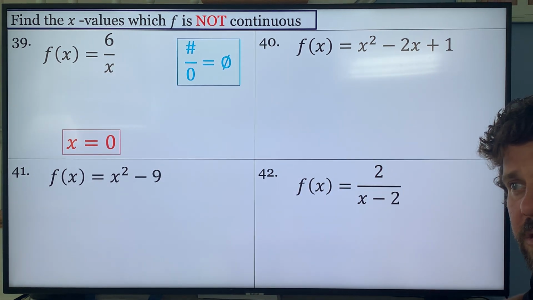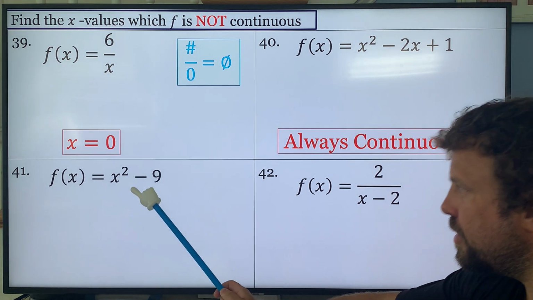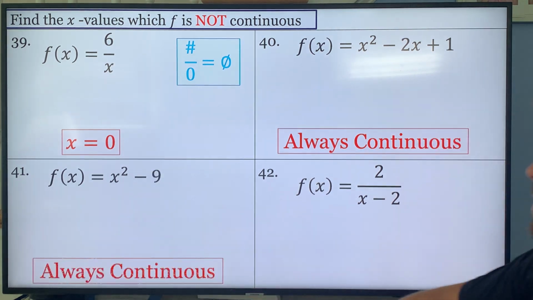When's a polynomial not continuous? It's always continuous. Isn't it great to get easy problems once in a while? Polynomial, always continuous.